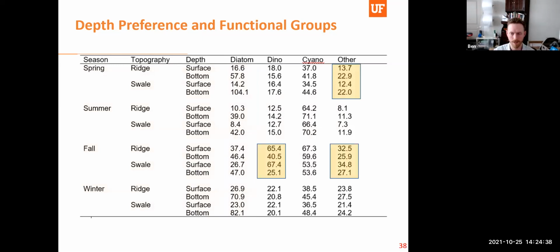And the other category, the flagellate category, showed a surface preference in the fall, but did not show the surface preference in the spring, and actually showed higher abundance in the bottom water in the spring. So it's kind of an interesting pattern.